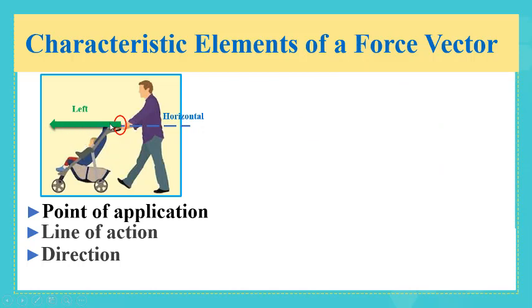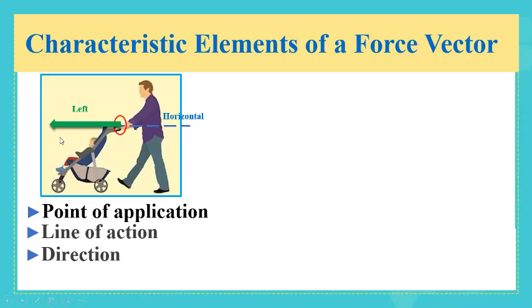This green vector represents the characteristic elements of a force exerted by the father on the stroller. How? It shows the point of application at which the father exerts a force on the stroller. It starts from the point of application. It also shows the line of action of the force exerted by the father, which is horizontal. It also shows the direction, the left direction, of the force of the father.